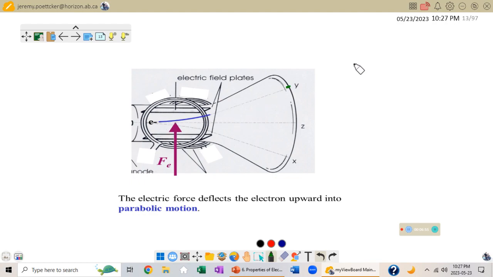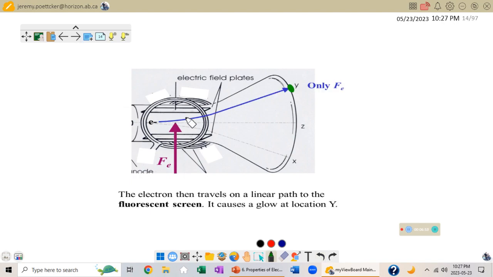Parabolic motion, away we go. So inside the plates, up to here-ish, from where it goes into the plates, it's parabolic motion. Then in this section here, once we're out of the plates, it's linear motion.